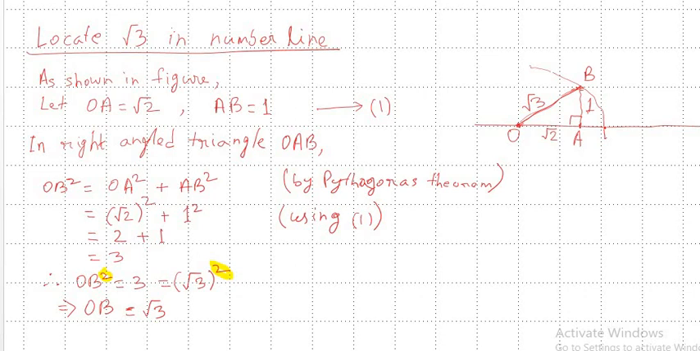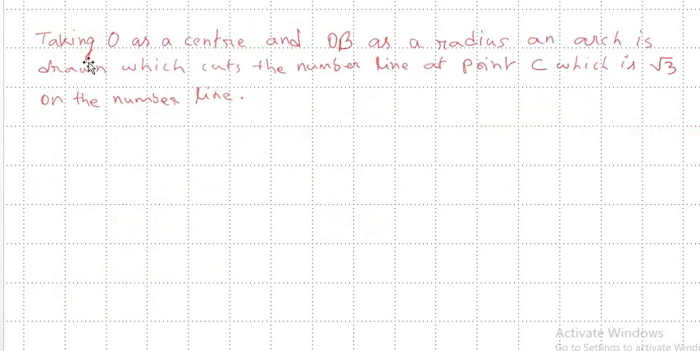You can see when we draw the arc, it cuts the number line at this point, and we can call this point C. This is the point root 3, because OB is the radius and OC also becomes the radius of the same arc. So this is how we write it: taking O as the center and OB as the radius, an arc is drawn which cuts the number line at point C, which is root 3 on the number line.